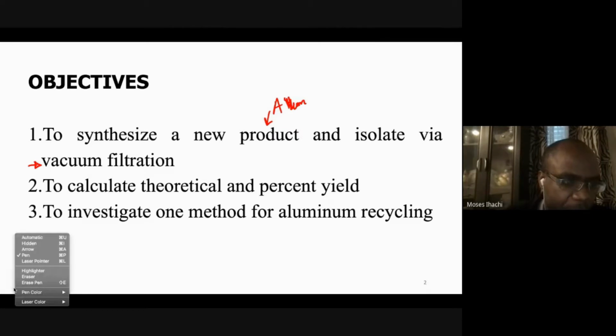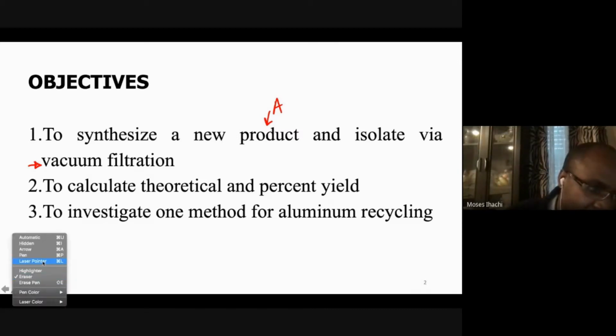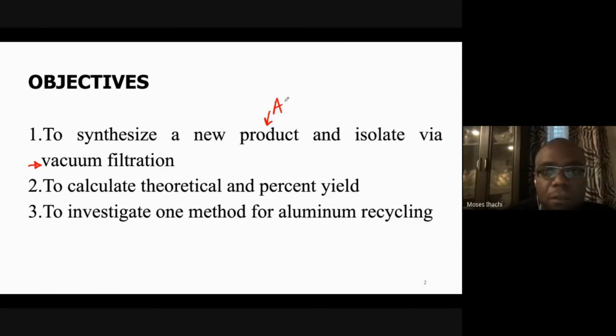The other objective, if you had done the lab, would have been to find the theoretical and percentage yield of this synthesis of alum. Because it's virtual, we cannot demonstrate the recycling process. So I'll just focus on objectives 1 and 2.